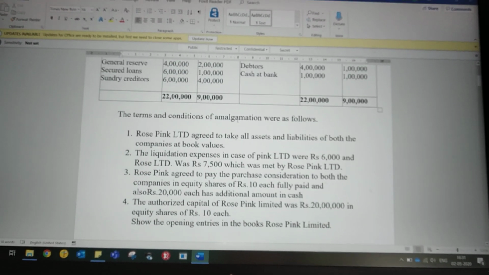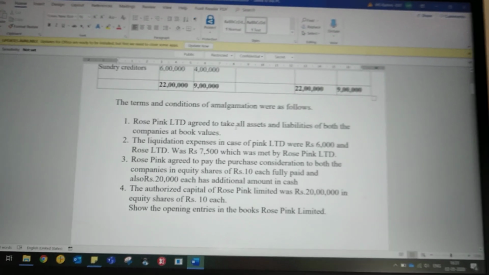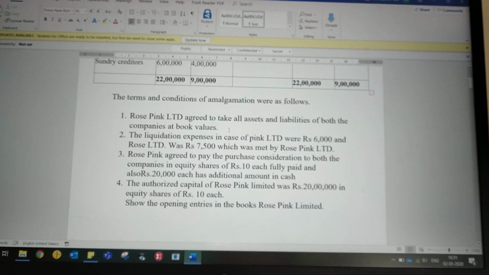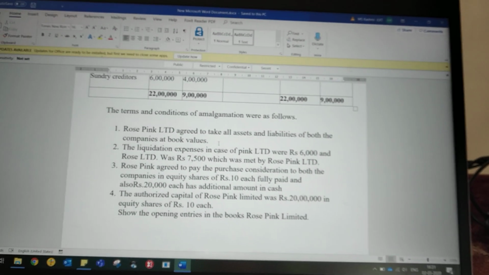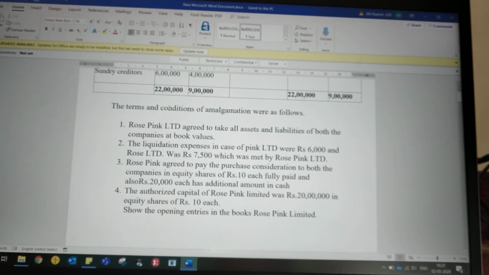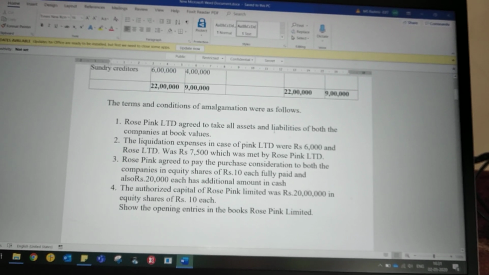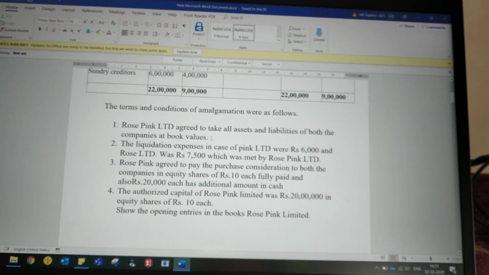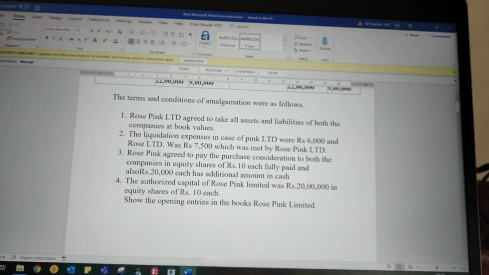The terms and conditions of amalgamation were as follows. The first thing, Rose Pink Limited agreed to take over all assets and liabilities of both companies at book value. Here we already know that for the calculation of purchase consideration we have 3 methods: lump sum method, net asset method, and net payment method. Here they are clearly telling that taking over all assets and liabilities means it is the net asset method. All of you know the net asset method is total assets minus total liabilities. So finally we get the purchase consideration value.